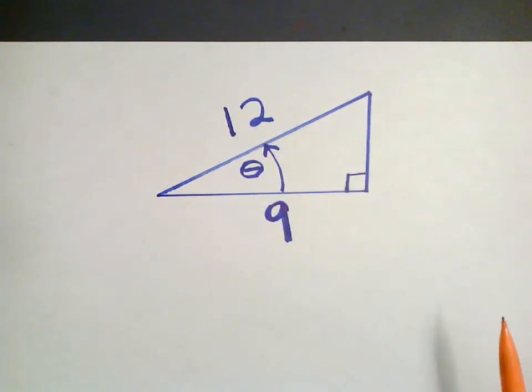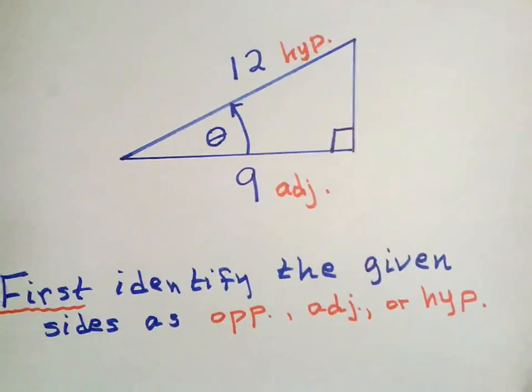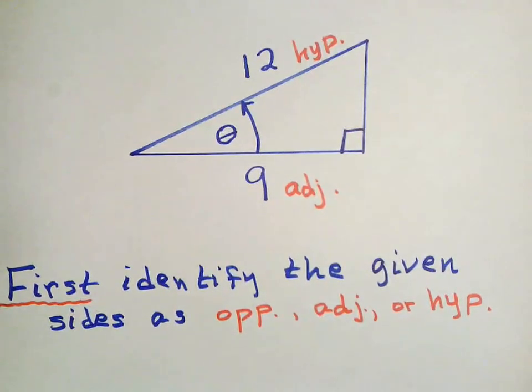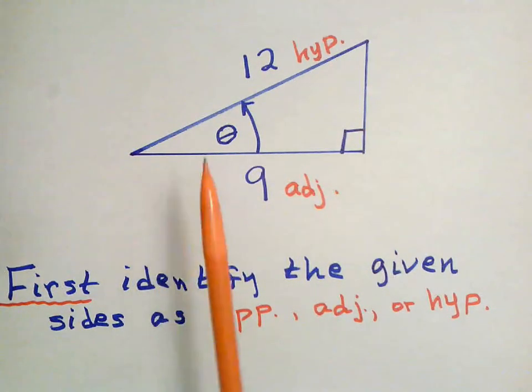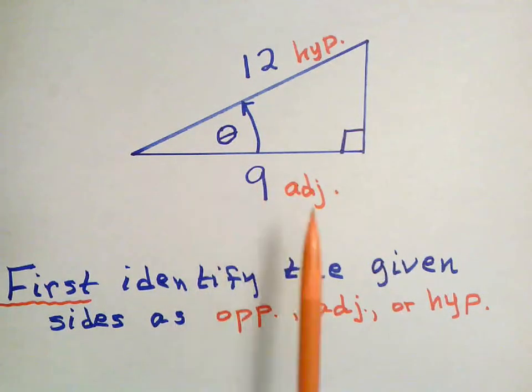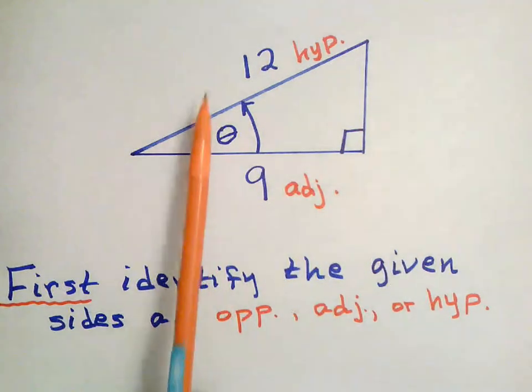The first thing we want to do, we want to label the sides given as either opposite, adjacent, or hypotenuse. So we focus in on our angle, theta. This is the adjacent side, the 9. The hypotenuse is the 12.